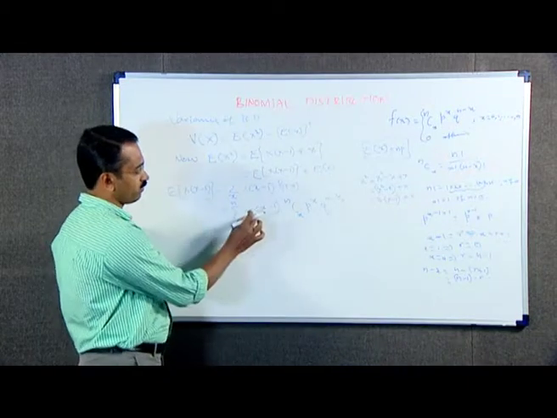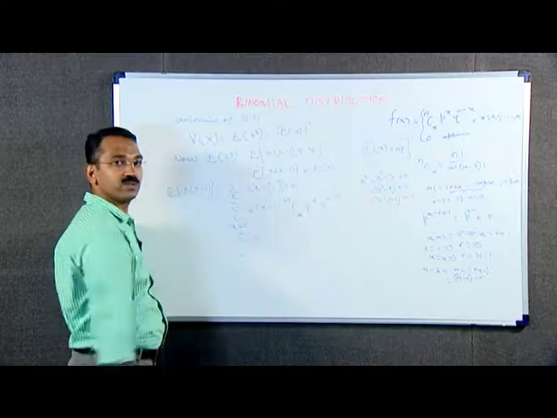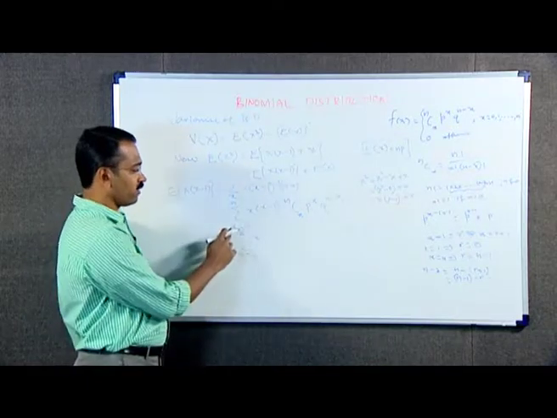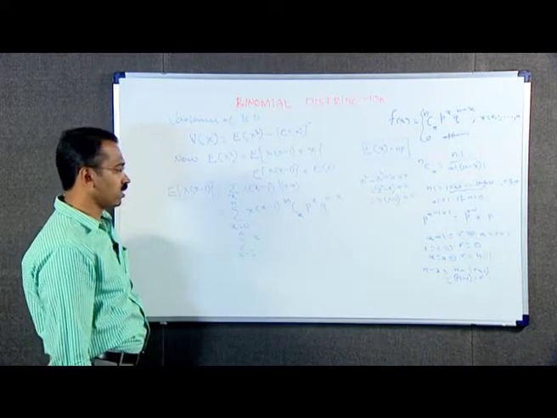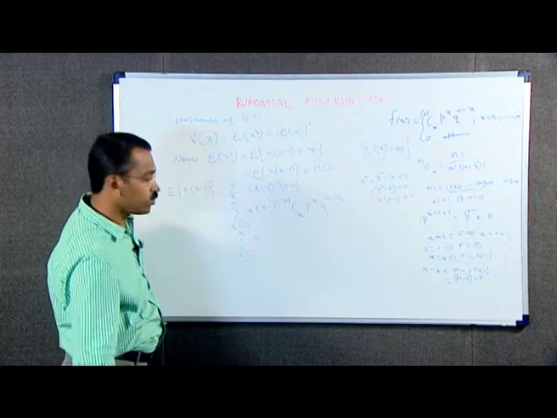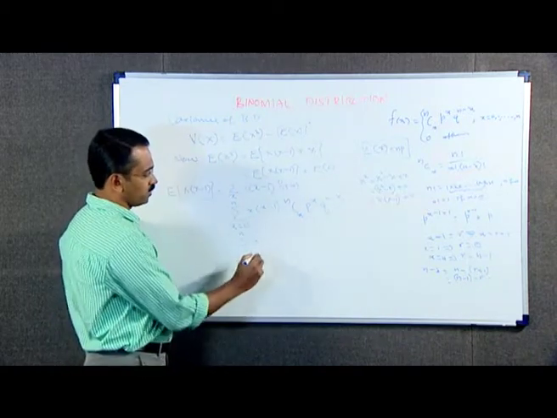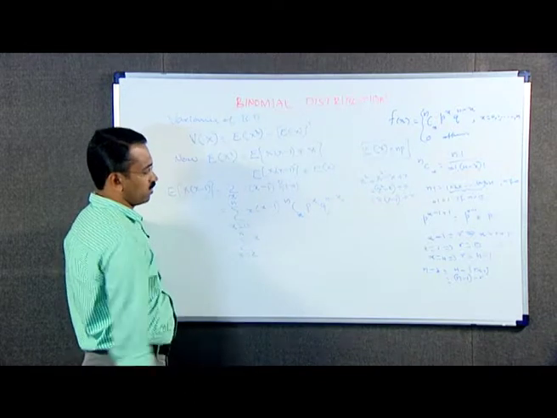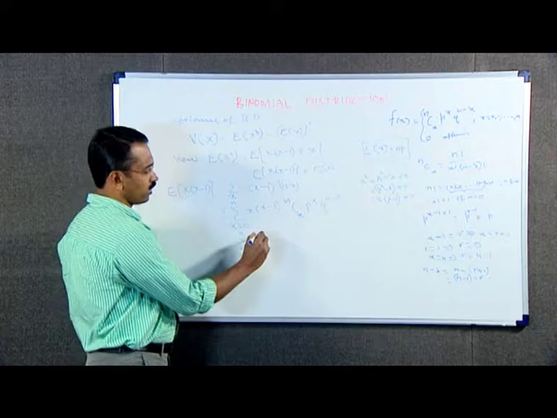Here for x equal to 0, the corresponding term will become 0. If x equal to 1, this also becomes 0. Therefore, the variation of x can be taken from 2 to n. X is from 2 to n, summation 2 to n x into x minus 1.